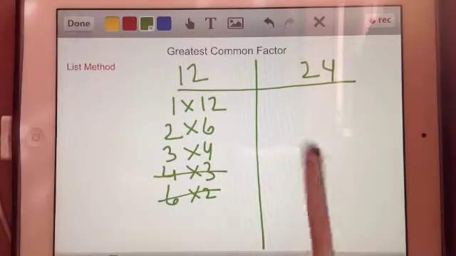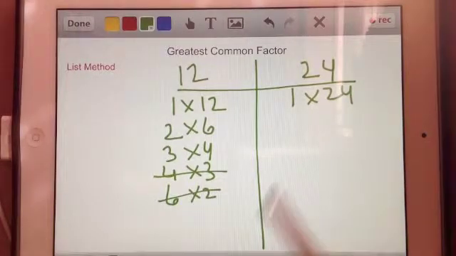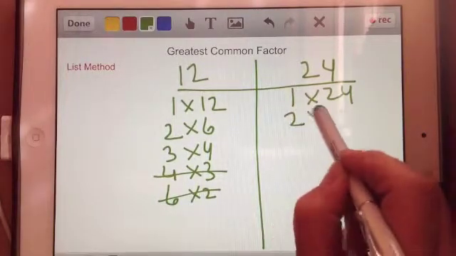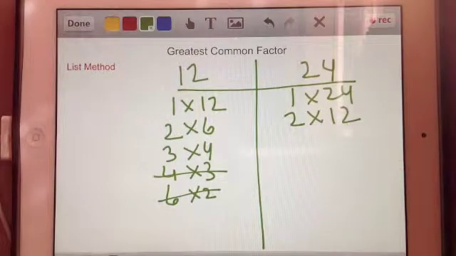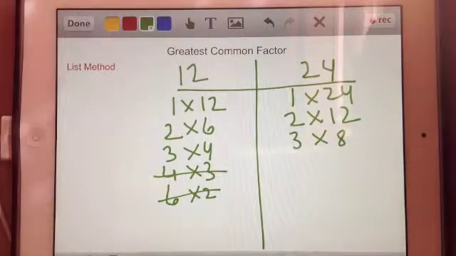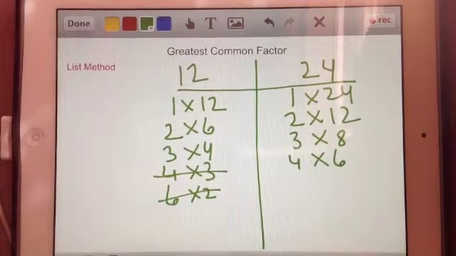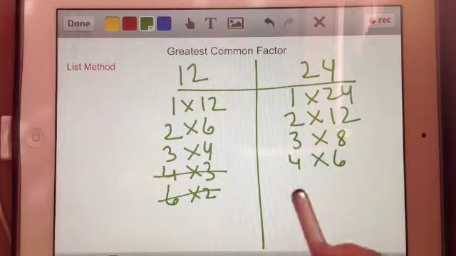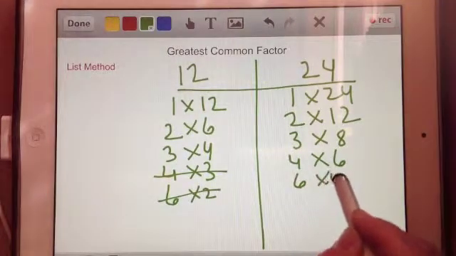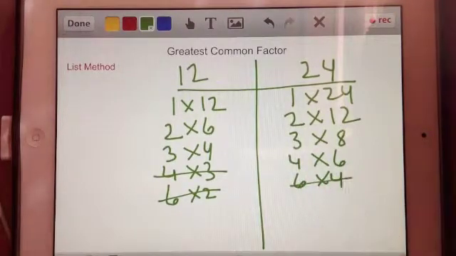Do the same thing with 24. I can write 1 times 24 to start off with. Now let's go to the 2. 2 times 12 equals 24. Let's go to 3. 3 times 8 equals 24. 4 times 6 equals 24. And 5, I can't divide 24 by 5. 6, well, if I get 6 times 4, I get 24, but that's a repeat of 4 times 6. So I'm going to cross that off.